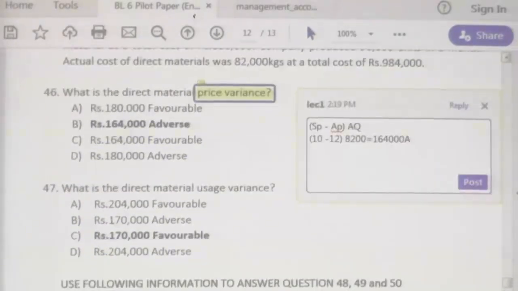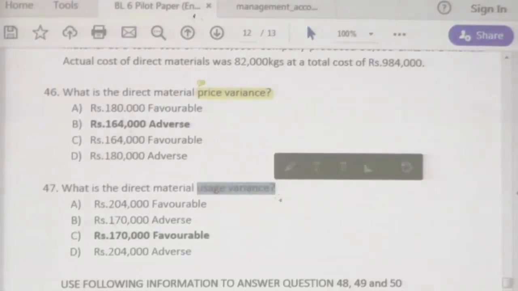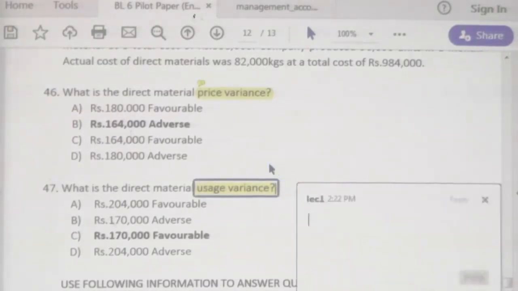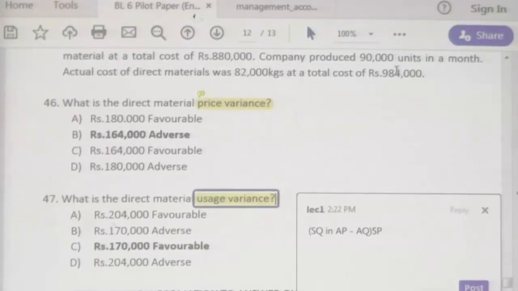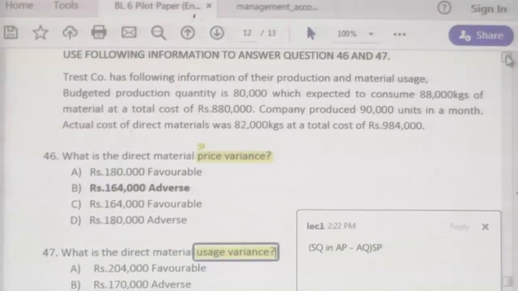Now let's move to the second question. They are asking for the material usage variance. Again, I will give you the formula. Material usage is a cost-related variance, therefore we start with the standard quantity in actual production minus actual quantity, into standard price. Let's take the standard quantity in actual production. How much did you actually produce? 90,000 units.